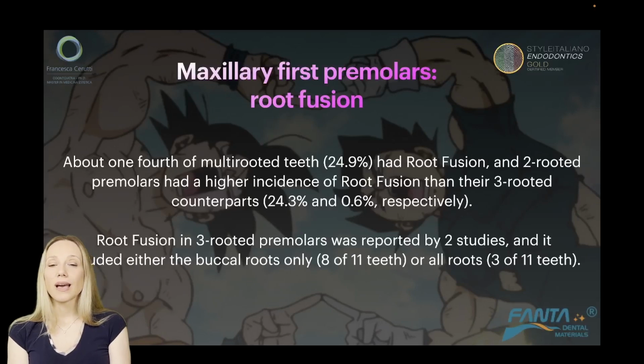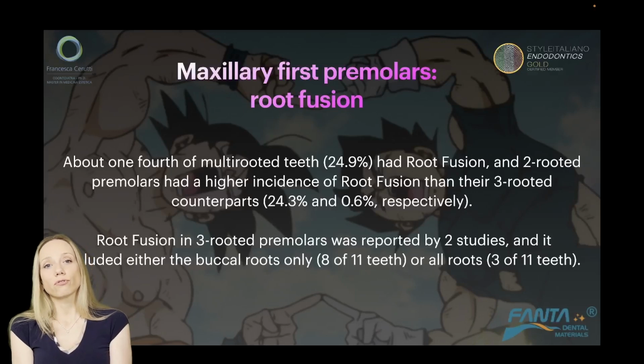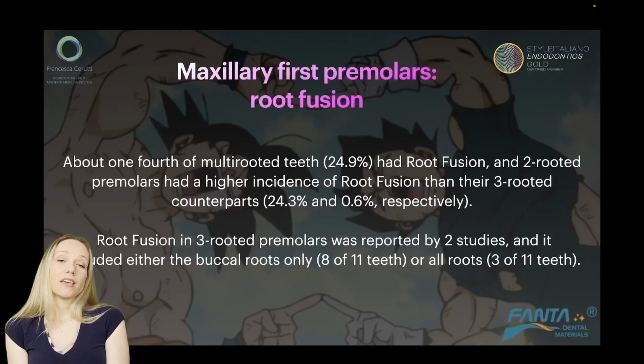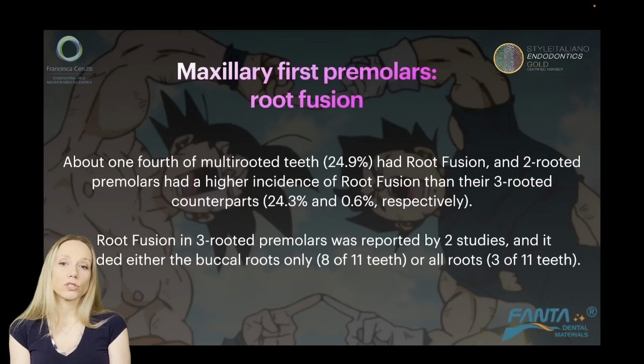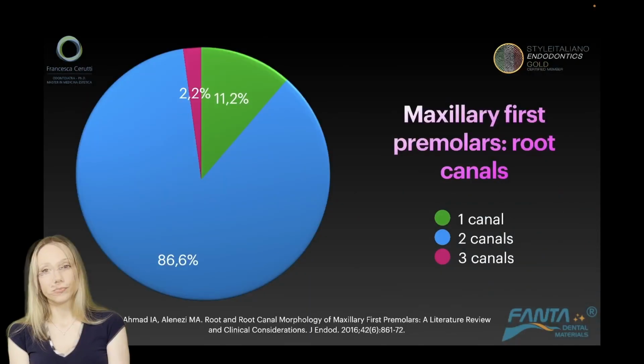About root fusion, we have to know that about 1/4 of multi-root teeth had root fusion, and 2-rooted premolars have a higher incidence of root fusion than 3-rooted premolars. In 3-rooted premolars, when there is root fusion, which is extremely rare, it can be either with the 2 buccal roots or all of the roots.